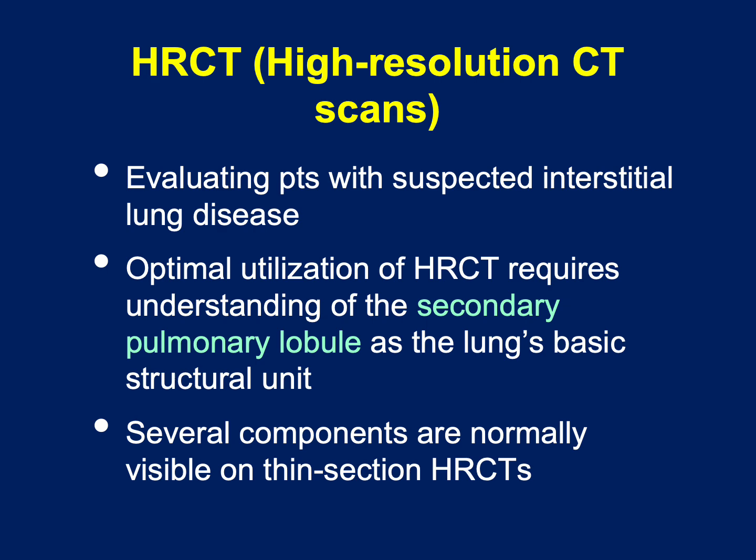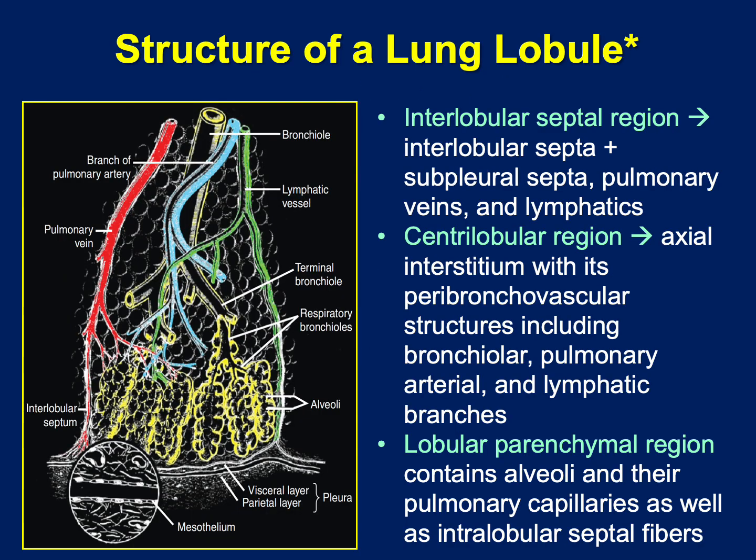The optimal utilization of HRCT requires the understanding of the secondary pulmonary lobule, which we will talk about. This is the lung's basic structural unit. Several components are normally visible on thin section HRCTs. Let's talk about the structure of a lung lobule. The lung lobule is the structural unit of the lung.